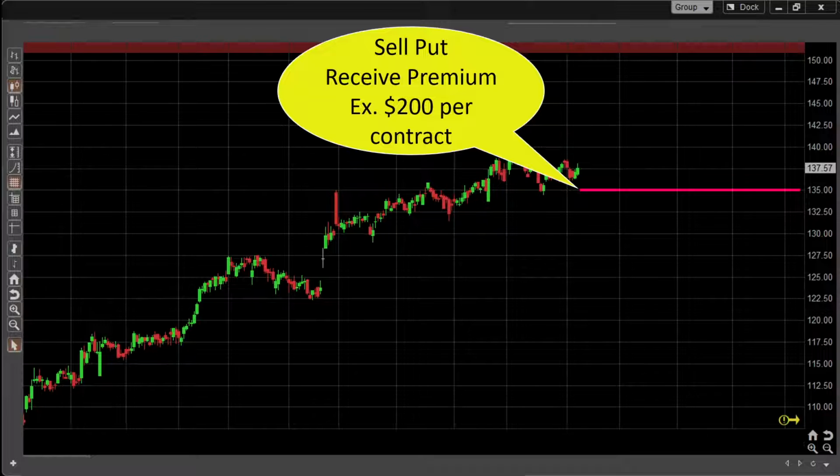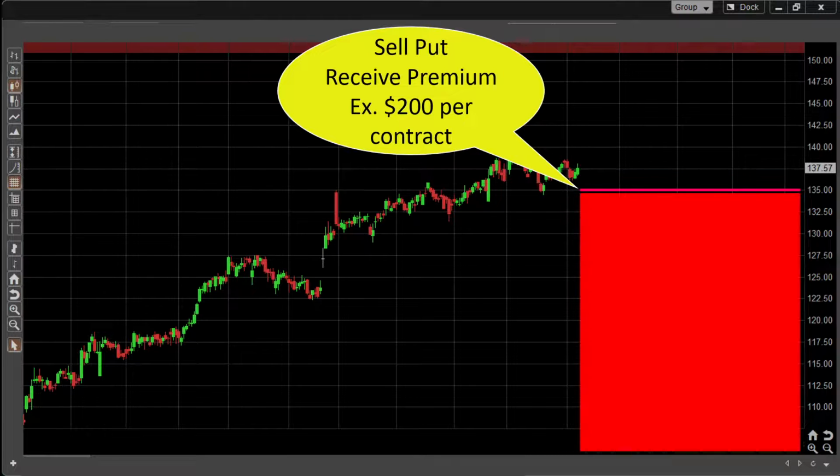However, I have the possible obligation to buy the stock at 135. What happens if all of a sudden the next day the CEO resigns, the books are cooked, and now the stock's at $100 a share? With the stock falling like that, there's a good chance that I may be forced to buy the stock for $135. Well, now I own the stock for $135 and it's only trading at $100. I just lost a lot of money. One bad trade wiped out a bunch of my gains.